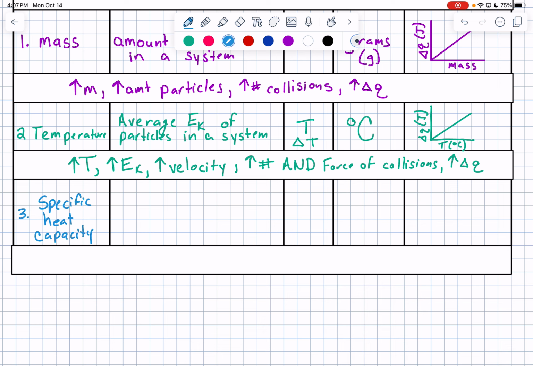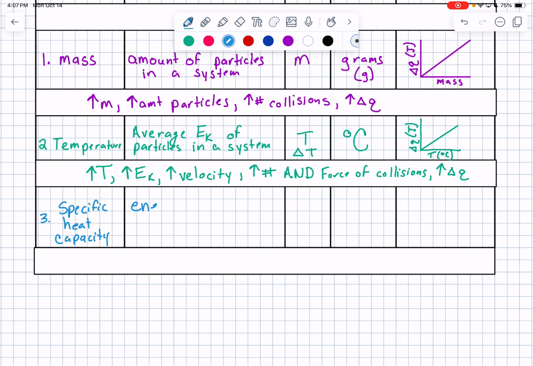So basically what you need to know is that a higher specific heat, actually, you know what? The specific heat is the energy required to increase temperature by 1 degree Celsius for 1 gram. So basically, it's the energy required to raise the temperature for 1 gram of substance by 1 degree Celsius.